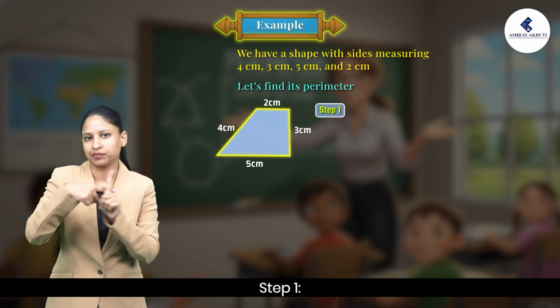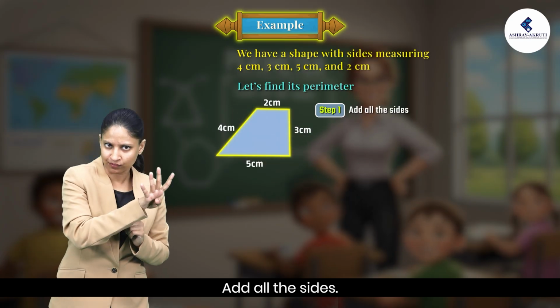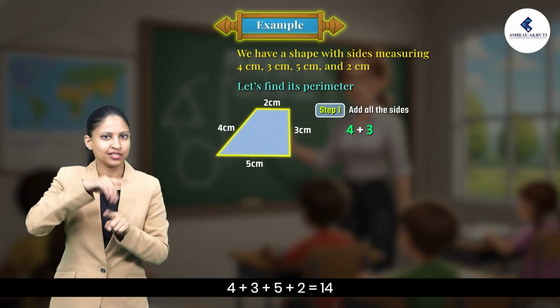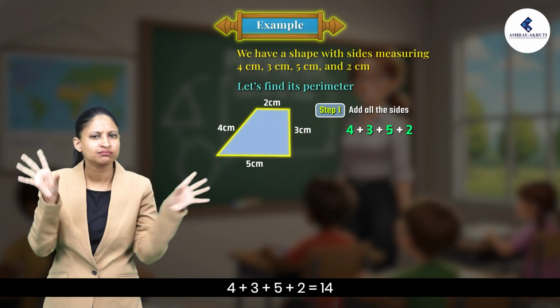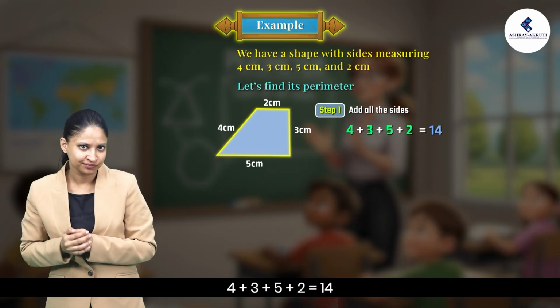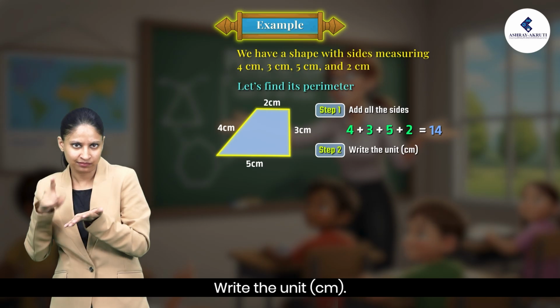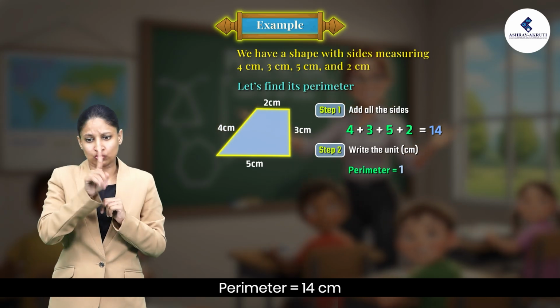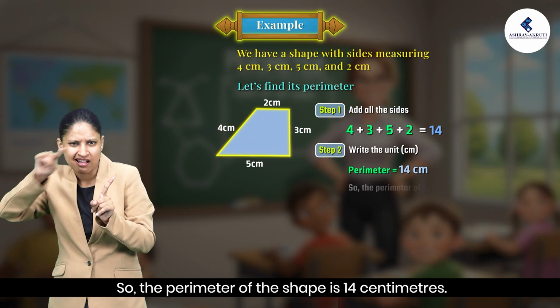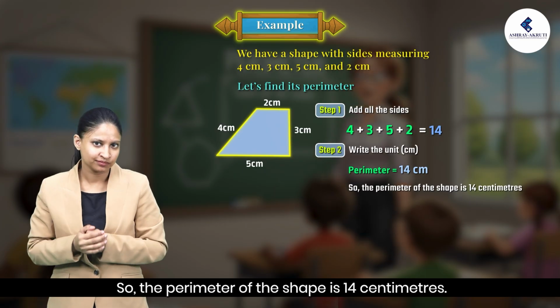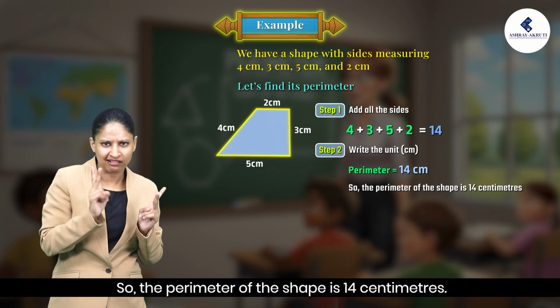Step 1. Add all the sides. 4 plus 3 plus 5 plus 2 is equal to 14. Step 2. Write the unit. Centimeter. Perimeter is equal to 14 centimeter. So the perimeter of the shape is 14 centimeters.